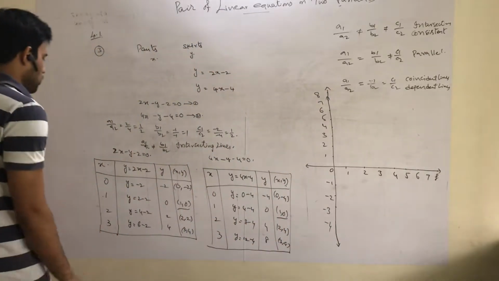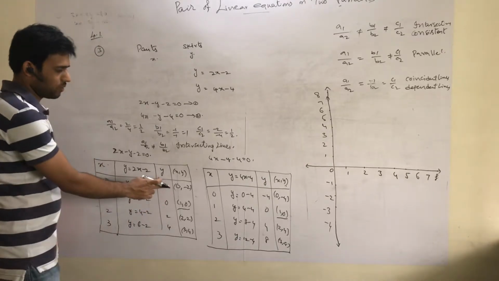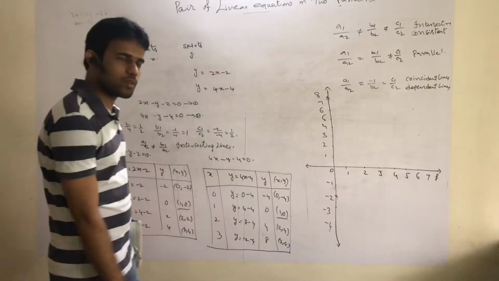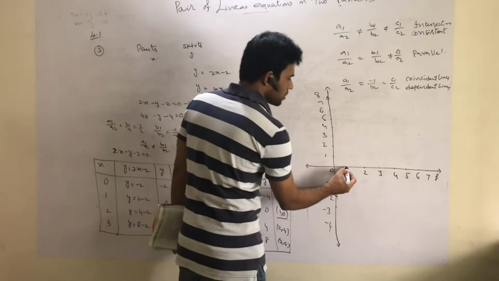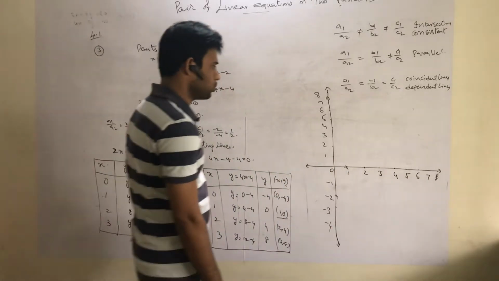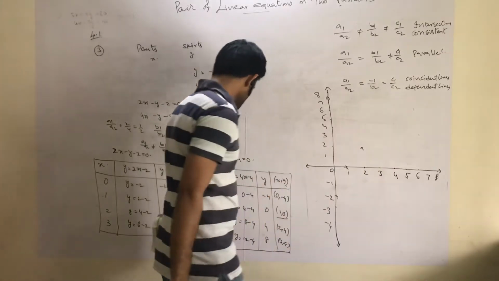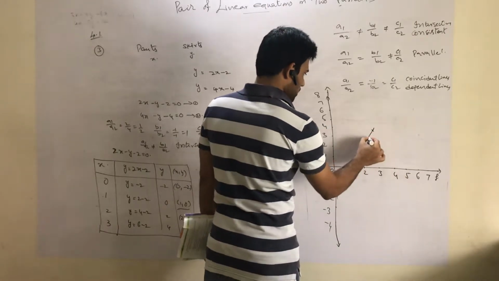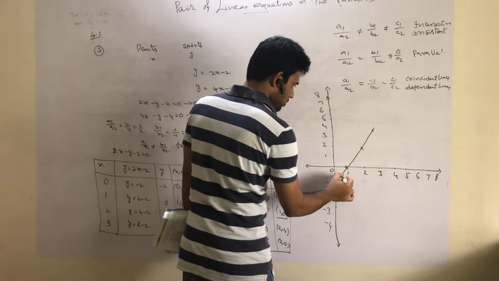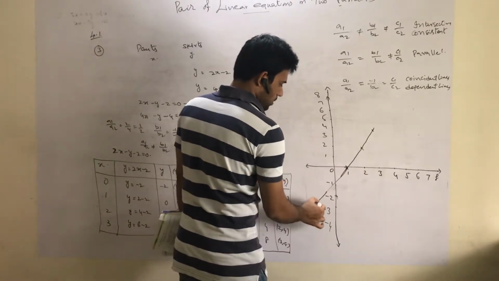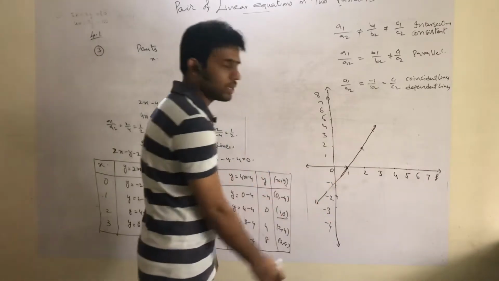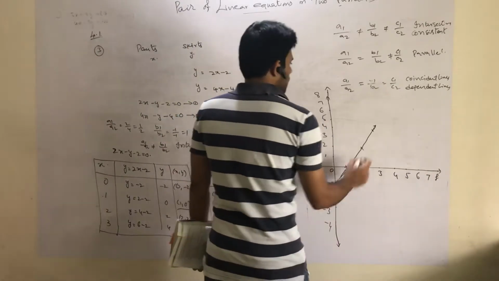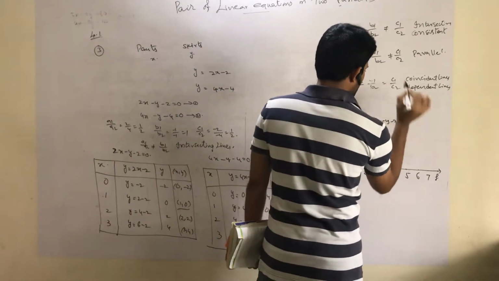Okay. Now, consider the first line. So the coordinates I have are 0 comma minus 2. X is 0 and Y is minus 2. And then 1 comma 0 is here. And 2 comma 2. And then 3 comma 4. Okay, so if I join these points using a scale in the graph, you get a straight line. Here it is not coming as a straight line because I have not drawn it equally. So if you join all these points, you will get a straight line. So that equation is 2x minus y minus 2 equal to 0.